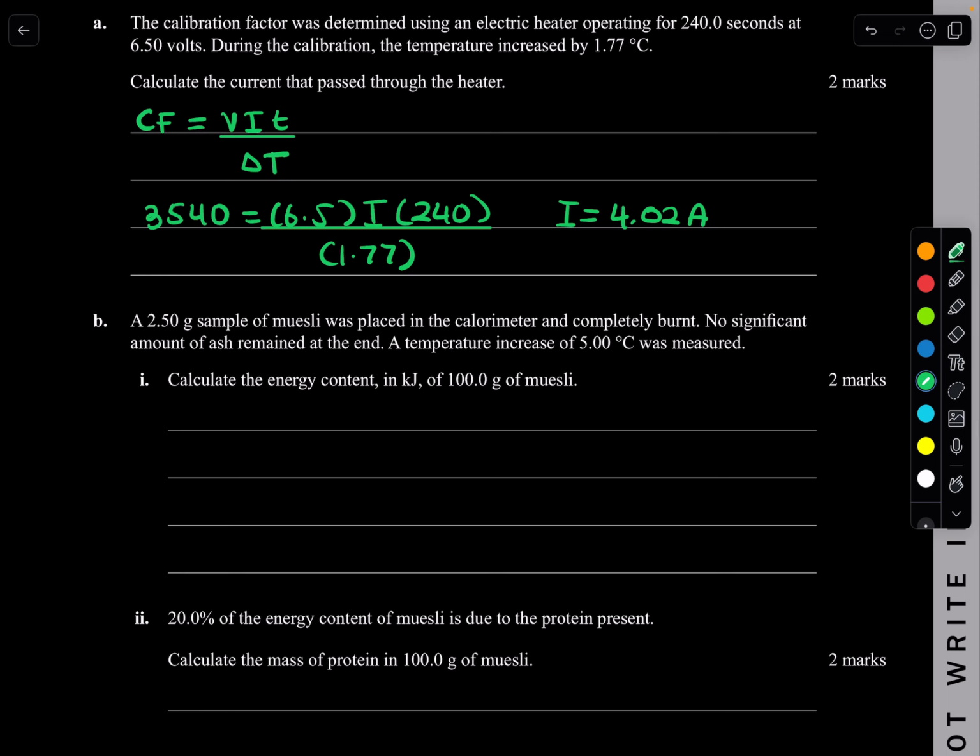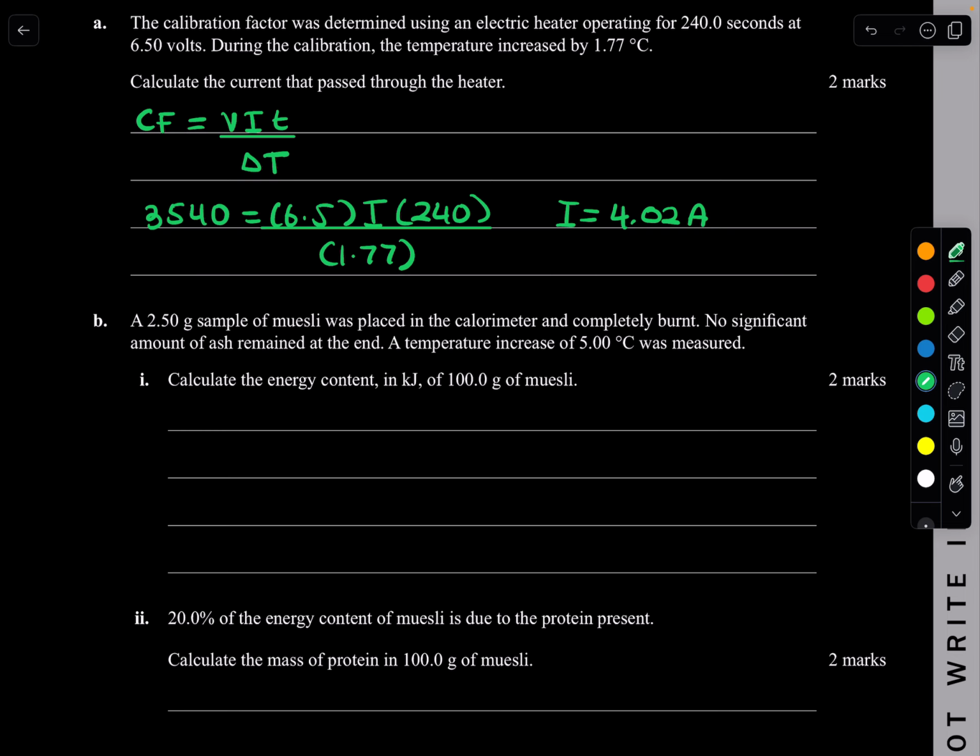No significant amount of ash remained at the end. This is great. If there's no ash left, it tells us that complete combustion has occurred. Because ash, in other words soot, would mean an incomplete combustion, which is not good. It means not all of the energy was given out. So beautiful. The temperature increased by this. Calculate the energy content in kilojoules of 100 grams of a muesli bar.